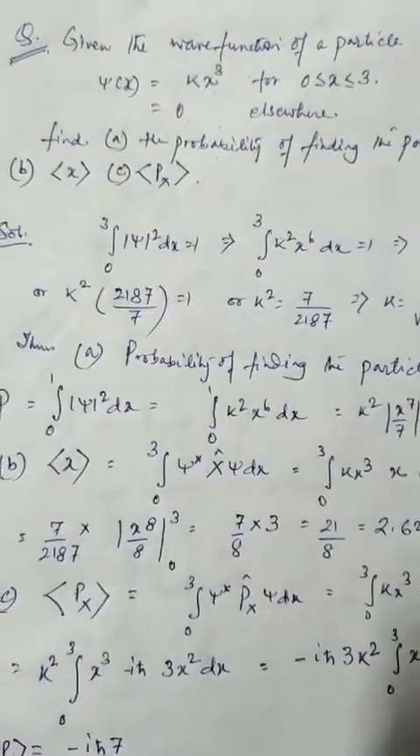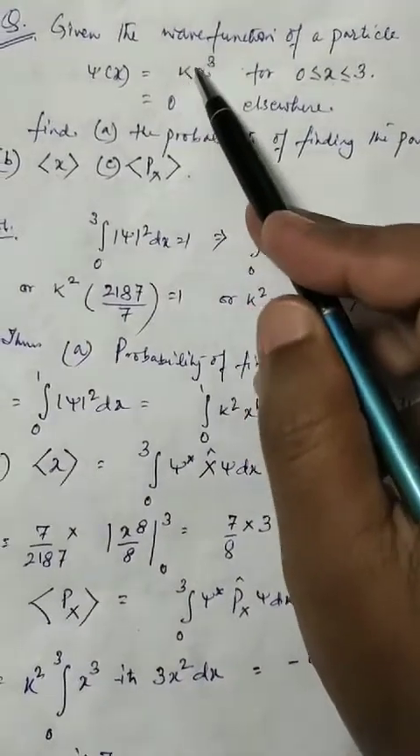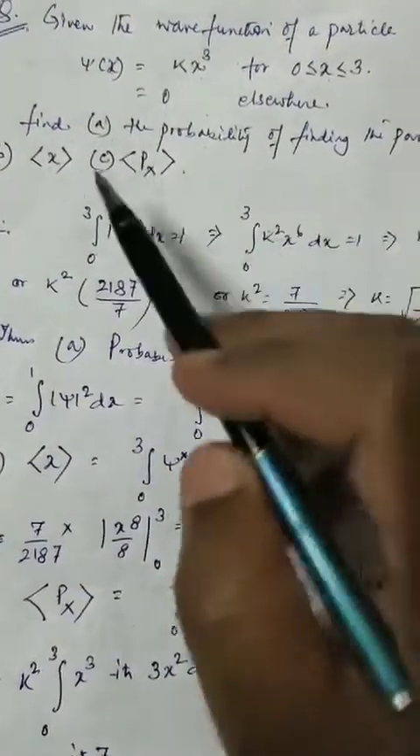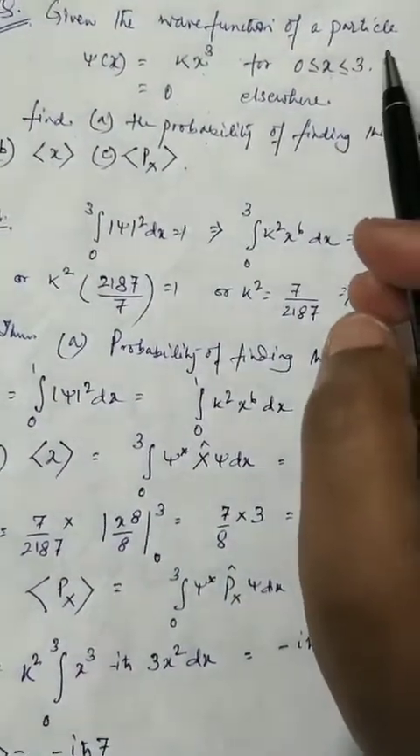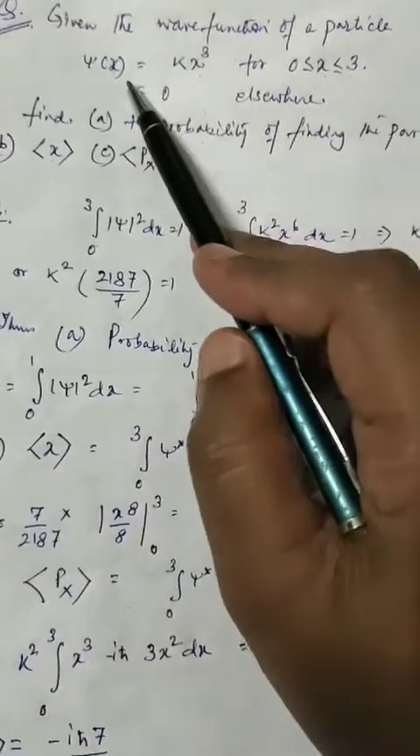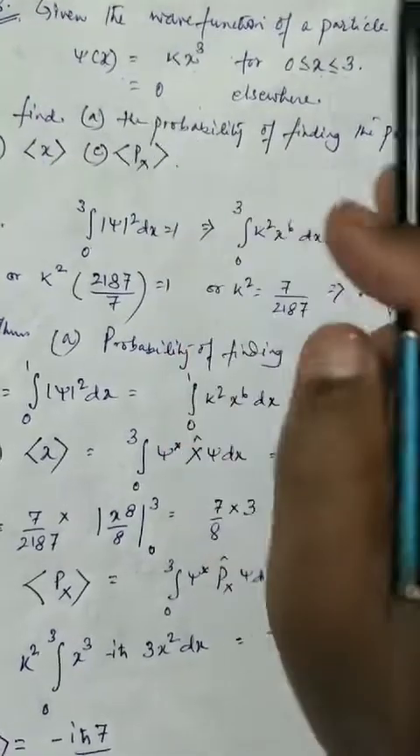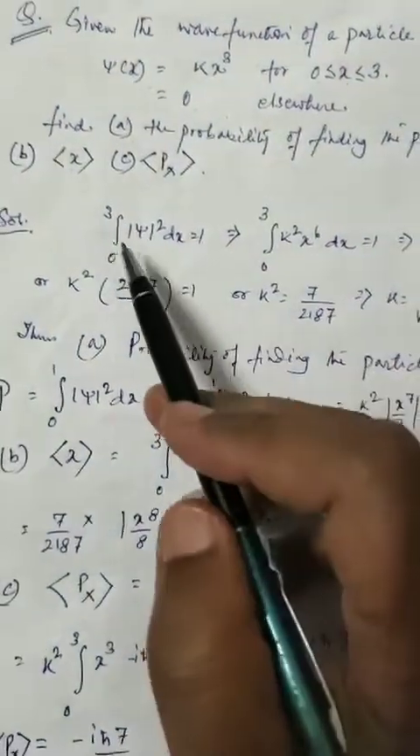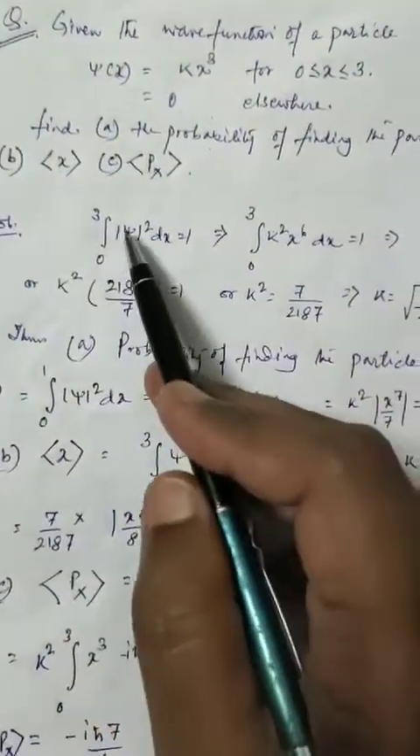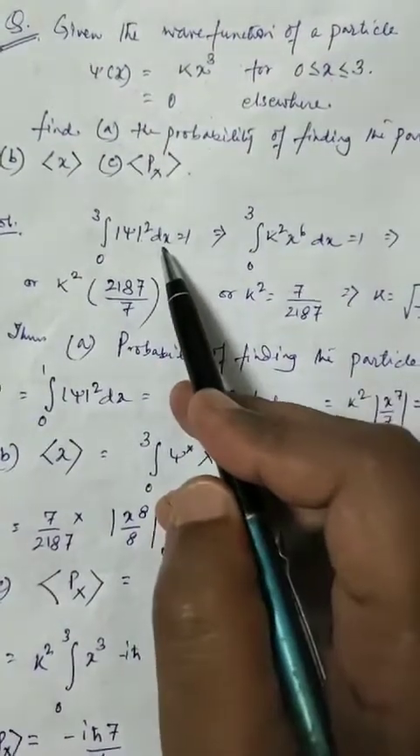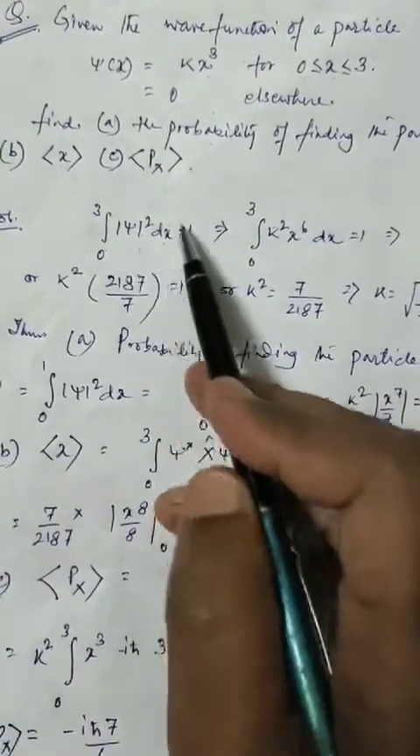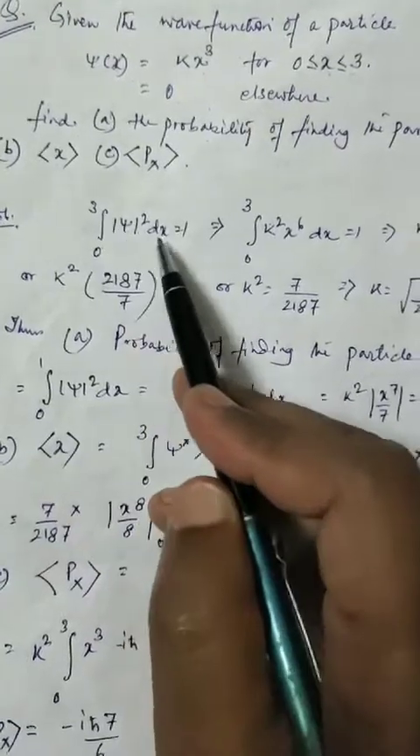So you have to remember first, k is an unknown quantity, so you need to find out the value of k first. So how do we determine the value of k? We all know from our quantum mechanics lecture that a wave function must be normalized. What was the normalization condition? The integral of mod psi square dx from minus infinity to plus infinity must be equal to 1.